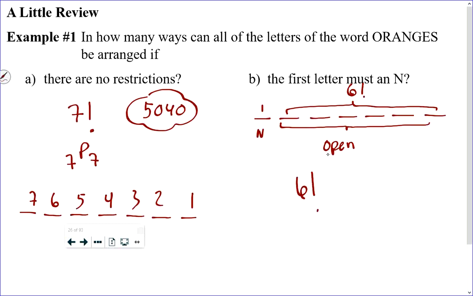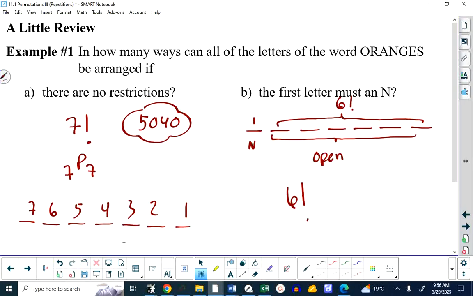I don't know, maybe I'm in the minority here, but when I look at this question, if the first letter must be an N, what I do is I say the following. If the first letter must be an N, then let's not worry about the N. Let's just arrange the other 6 letters, which is where the 6 factorial comes from.